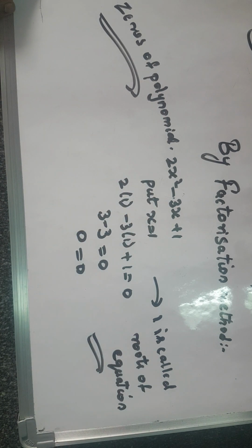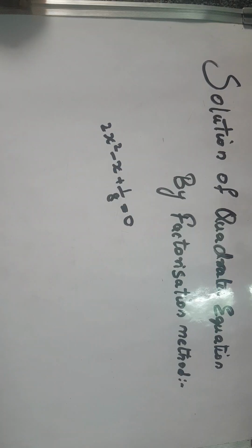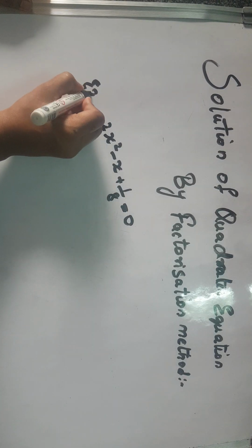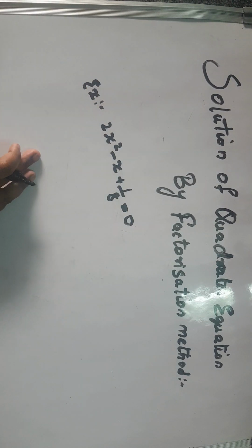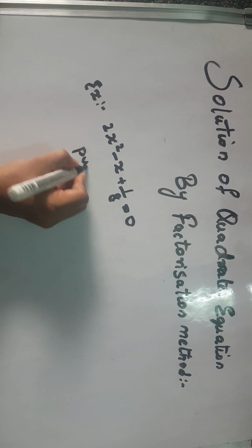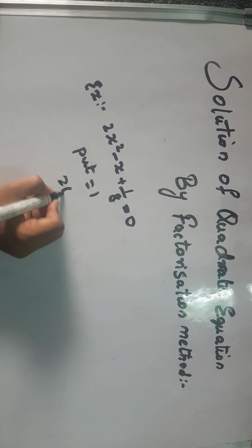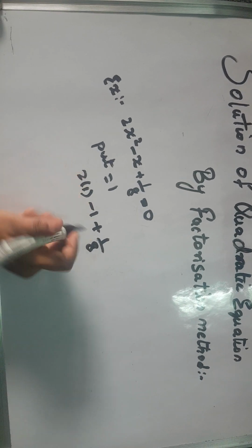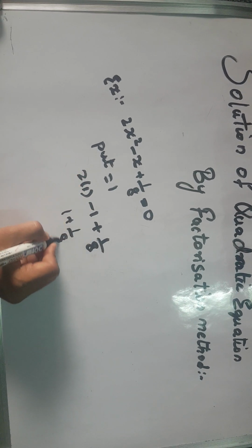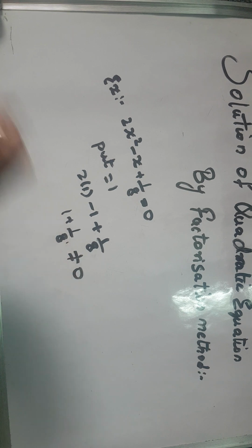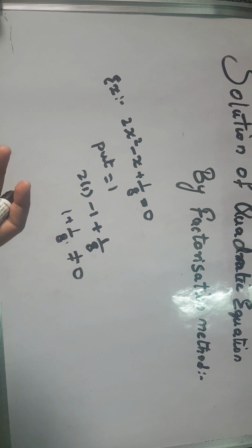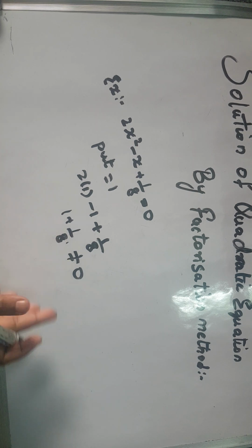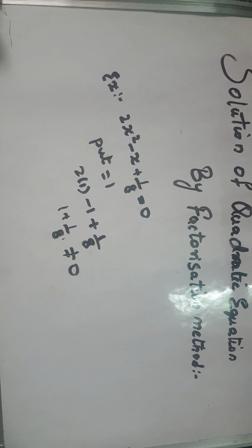Now let us continue with some more. Now I'll tell you one example. If you get an equation like this, how can you put? If you put 1, 2 into 1 minus 1 plus 1 by 8, is this value becoming 0? 2 minus 1 is 1, 1 plus 1 by 8, this value is not equal to 0. So you have to take many numbers, 1 by 2, 2 by 2, these many numbers we have to take.